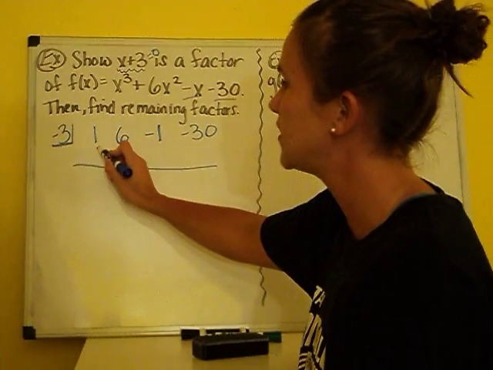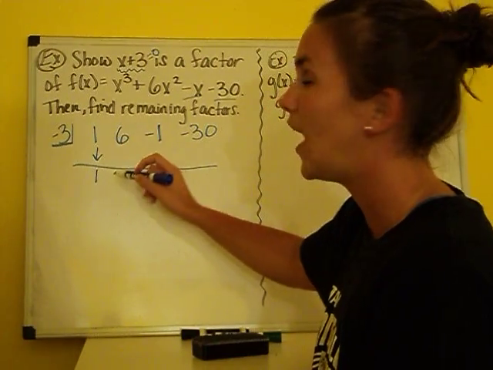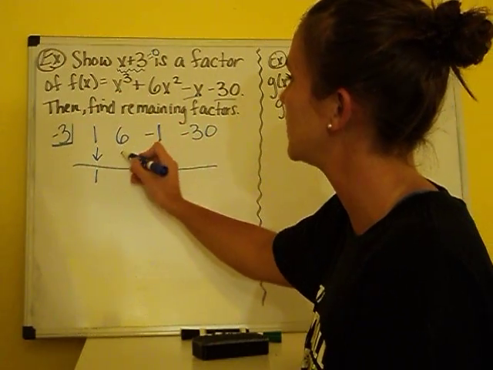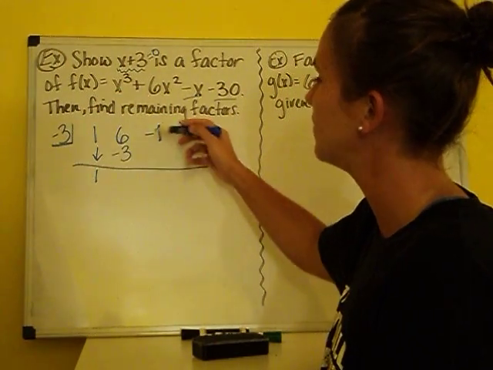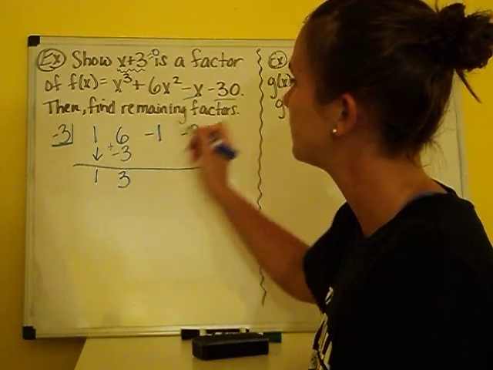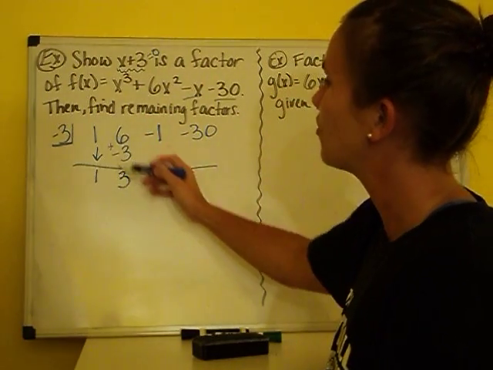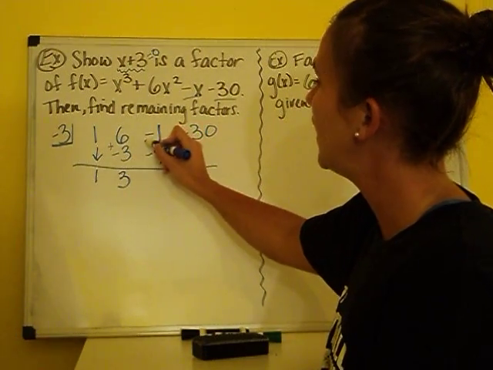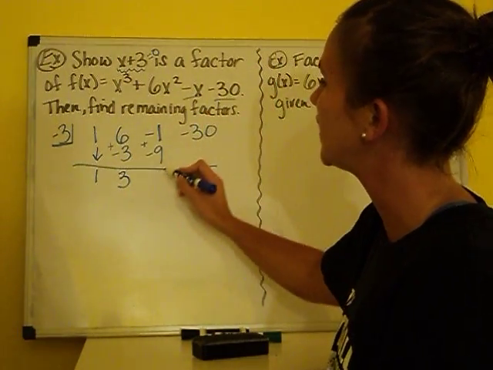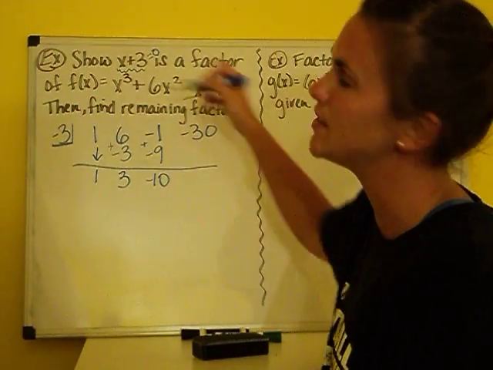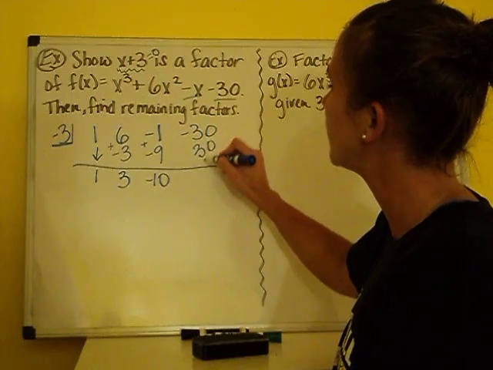Alright, so the first step, I drop the first one. I'm below the line, I multiply. 1 times negative 3 is negative 3. 6 plus negative 3 is positive 3. 3 times negative 3 is negative 9. Negative 1 plus negative 9 is negative 10. Negative 10 times negative 3 is positive 30.